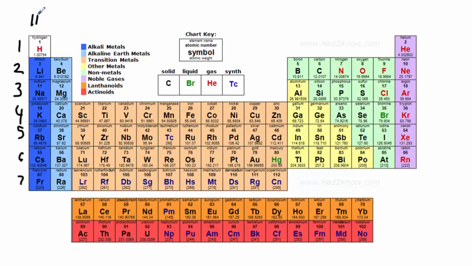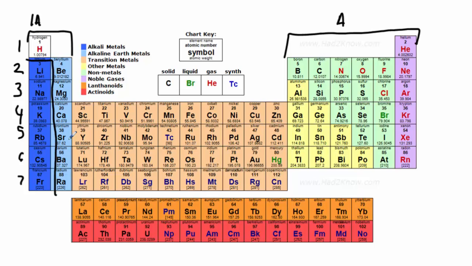In column 1A, okay, so A, I'm talking about these 2 columns and the last 6 columns. Those are our A groups. And when we're looking at A groups, the column number tells us the number of valence electrons. So everything in 1A has 1 valence electron, and everything in 1A except hydrogen is an alkali metal. And the alkali metals are primarily important because they are very, very, very reactive.